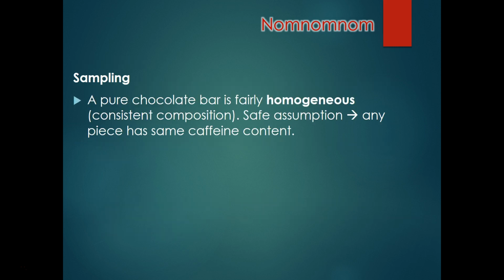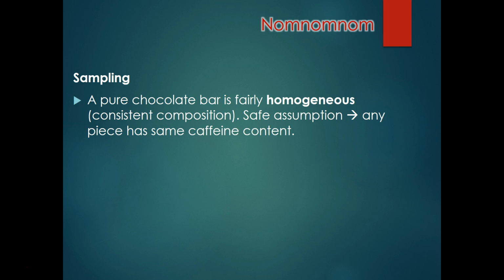Think about a pure chocolate bar. Now, if you're going with the plain old Hershey bar that you might use to make s'mores, that's fairly homogeneous, meaning a consistent composition. It's a safe assumption that you could punch out a hole anywhere or take any of the Hershey squares, and that's a representative sample of the entire bar. You wouldn't need to consume the entire bar. Remember, you wouldn't even want to. You could probably just take a small little piece and it would be representative of the whole thing.